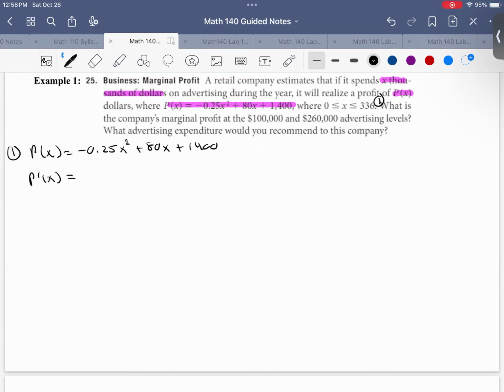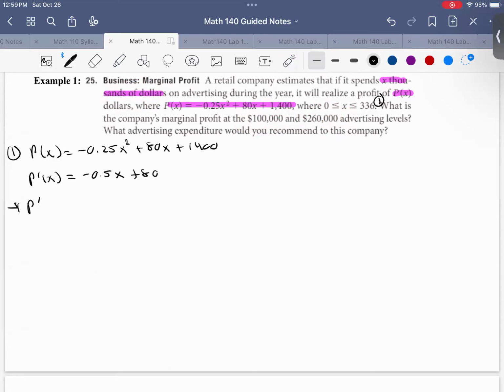So you drop down the 2, the x goes away. That's a constant, so that goes to 0. So we get negative 0.5x plus 80. Now I want to find the marginal profit at 100,000 and 260,000. But remember what x is describing, it's thousands of dollars. So I'm not going to plug in 100,000, I'm going to plug in just 100, and just 260. So let's figure out what those are.